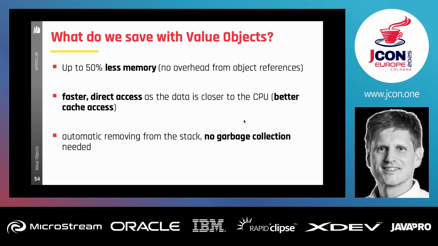So what are the other things we can save? It's a faster direct access, as the data is closer to the CPU, so better cache access. We already talked about that. And if I have values on the stack, they will get removed automatically, because the stack will be cleaned up after the statements are executed. And there will be no garbage collection, which is not a problem if we have only a few objects, but will become a problem if we have millions of objects, for example, value objects or normal objects. So that's it.